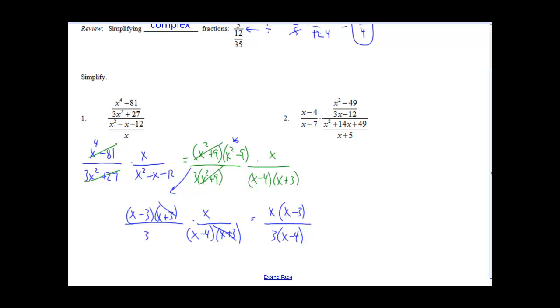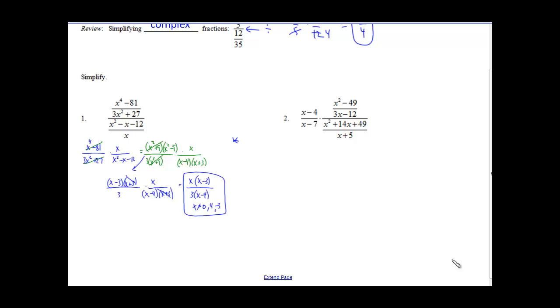Okay. Restrictions, if we kind of go back to the very beginning, remember the division. So if we look at this in green, nothing is going to make the x squared plus 9 become 0. But on the other side, we know that when we invert it, x cannot equal 0, and x cannot equal 4 and negative 3.